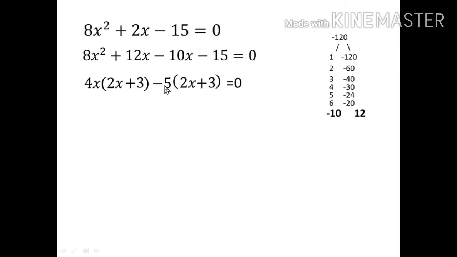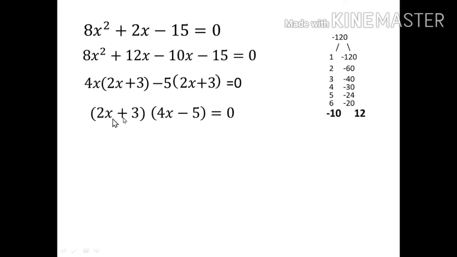So guys, pareho yung nasa loob ng parenthesis. Ibig sabihin, we're on the right track. So, ang next step na gagawin natin, yung common factor, ilalagay na natin, because that is already one of the factors ng equation. At ang second factor natin, okay, yung nasa labas ng parenthesis, itong 4x tsaka negative 5. So, yan na ang second factor ng equation na ito.